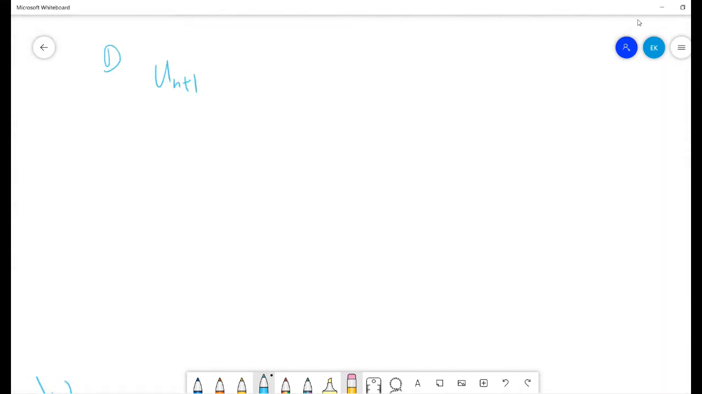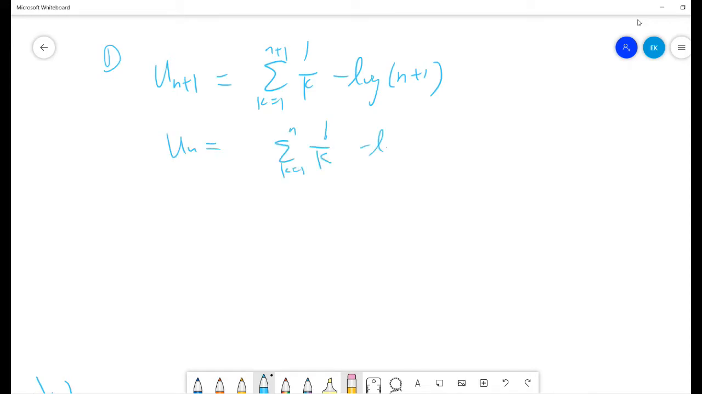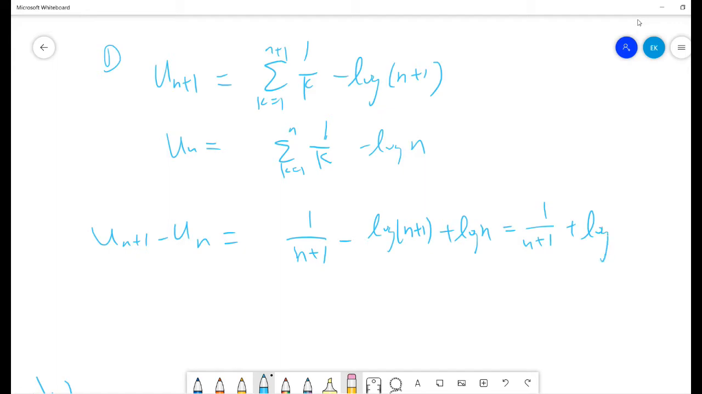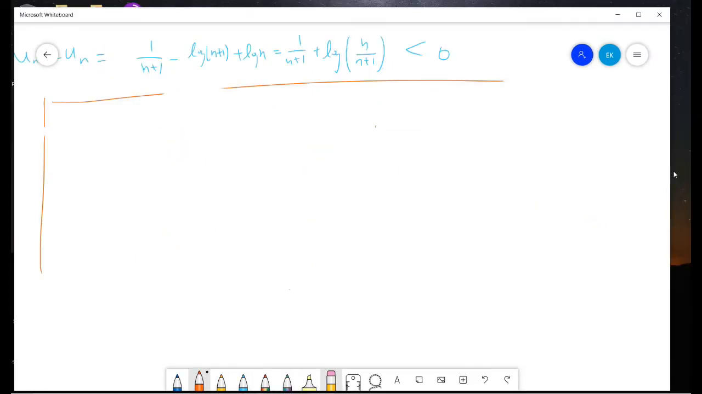First, u_{n+1} is the sum of 1 over k from 1 to n+1, minus log(n+1), and u_n is the same with n. So u_{n+1} minus u_n is 1 over n+1 minus log(n+1) plus log n, because the first n terms cancel. What we need to show is that this is less than 0.